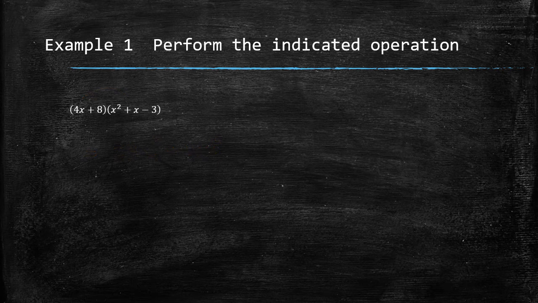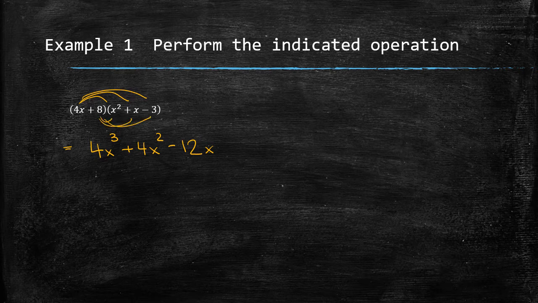Good. The next one, we again need to distribute. I have a binomial, or two terms, on the left this time, and then a trinomial, or three terms, on the right. Start off by distributing the 4x. So we end up with 4x cubed plus 4x squared minus 12x. Next, move on to the 8 and distribute that to all three terms. So plus 8x squared plus 8x minus 24.